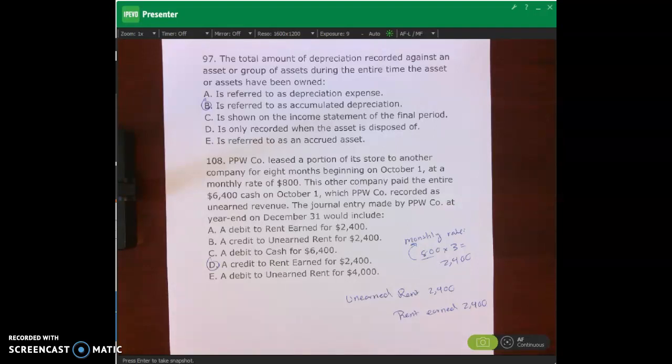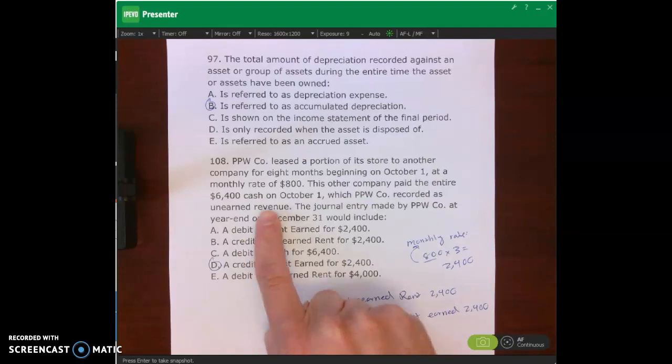Okay. Number 108, our company PPW company leased a portion of its store to another company for 8 months beginning on October 1st at a monthly rate of $800. Okay. This company paid the entire amount, $6,400 cash, on October 1st. So on October 1st, PPW recorded that as unearned revenue. So PPW debited cash $6,400 and credited unearned revenue $6,400. That's what they did on October 1st.